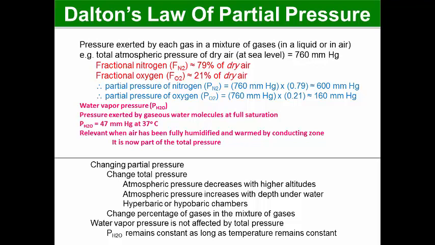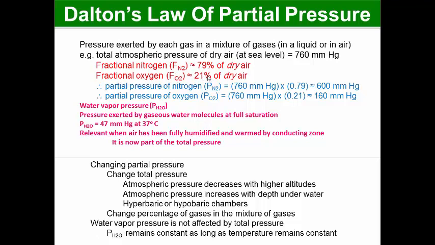So if the fractional concentration of nitrogen is 79%, this means that 79% of the total pressure is exerted by nitrogen. So the partial pressure of nitrogen is equivalent to 760 millimeters of mercury, the total pressure, multiplied by the fractional concentration of nitrogen, which is 600 millimeters of mercury. The fractional concentration of oxygen in dry air at sea level is 21%.